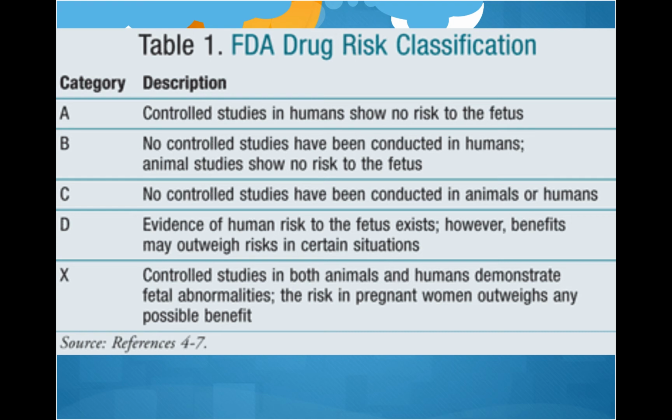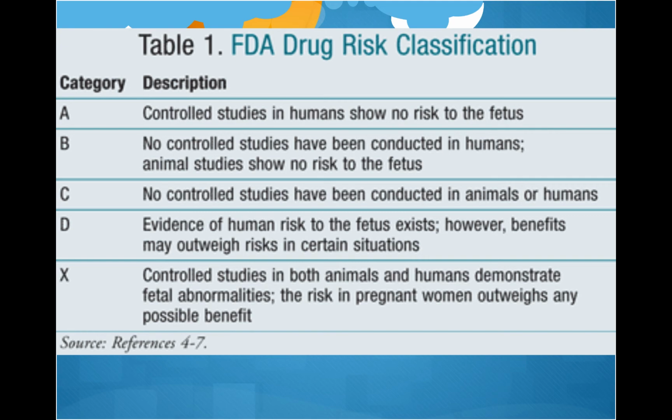Unlike maybe in a class D drug, where you could argue or you could say that though there might be some risk, the benefits outweigh risks in certain situations. So in other words, if a drug really guarantees the health and wellness of the mother, that might be an example of when, even though there's some risk to the fetus, it would still be something that could be taken because the benefits outweigh the risk.